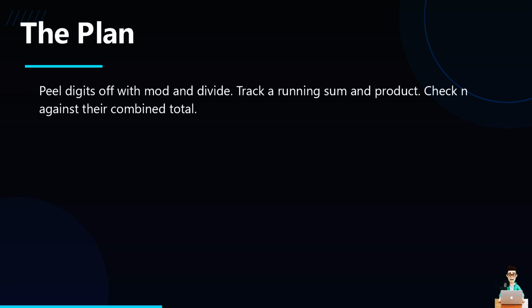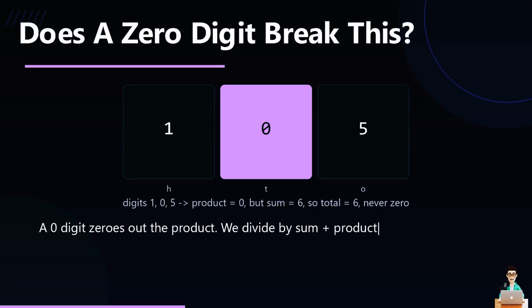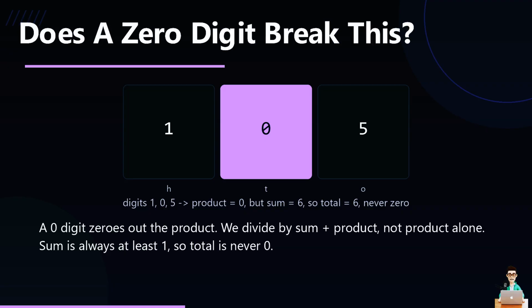One thing to check. What happens when a digit is 0, like in 105? The product collapses to 0. And that's exactly where people add a defensive "if product is 0, skip it" check that this problem doesn't need. We are dividing by the sum plus the product, not the product alone. And the sum of a positive number's digits is always at least 1. So the total can't hit 0. And there is no extra guard needed in the code.